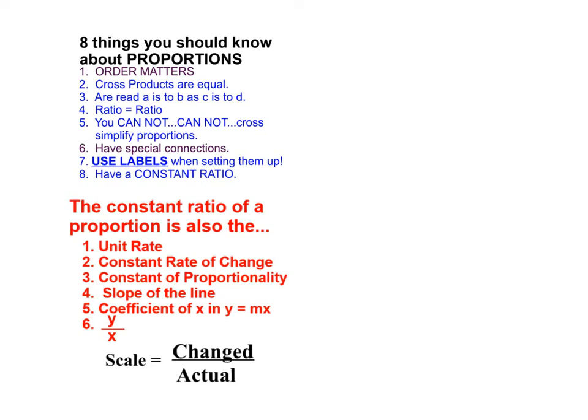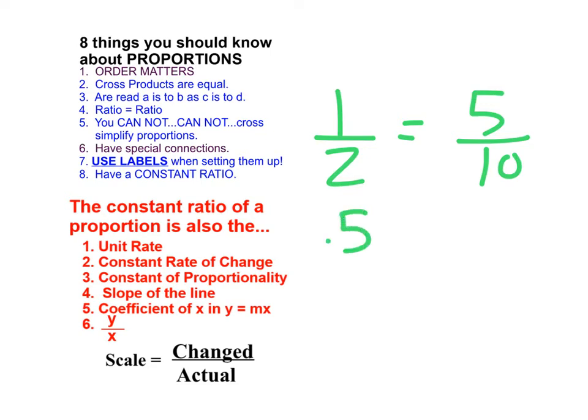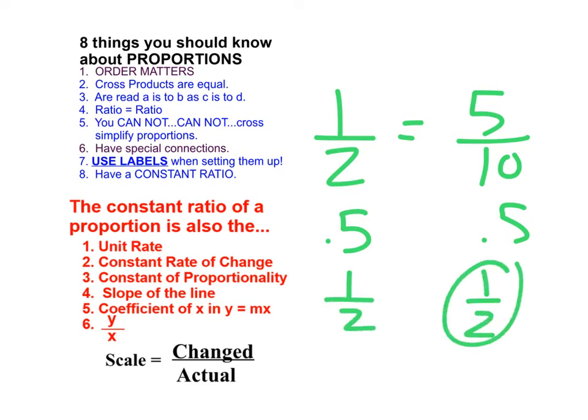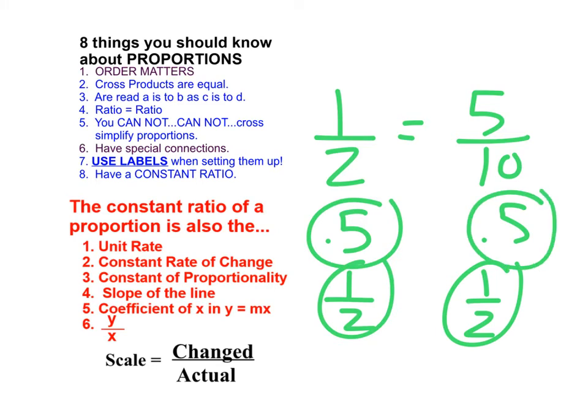Number 8, finally, is have a constant ratio. That means that when I divide them, if I go back to that example of 1/2 equals 5/10, if I divide them, and we're going to get used to dividing these as y divided by x, or output divided by input, this would turn out to be 0.5 and this would turn out to be 0.5. Or if you simplified them, they'd be 1/2 and 1/2. Either way, if you simplify them down to a constant ratio or a unit rate, they're going to match.